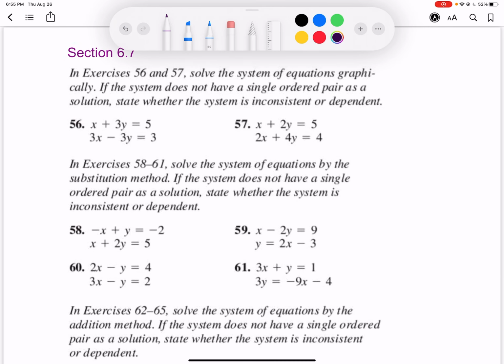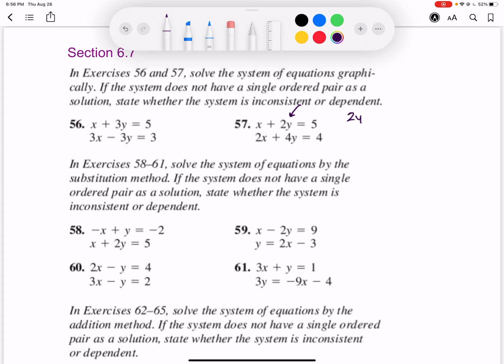So solve the system graphically. I always think it's easiest to graph this when it's in slope-intercept form, for the exact reason you just saw in the last question. As long as we have slope-intercept form, we can easily find our intercept and then just count our slope, our distance, our rate of change from there. So let's turn these both into slope-intercept form.